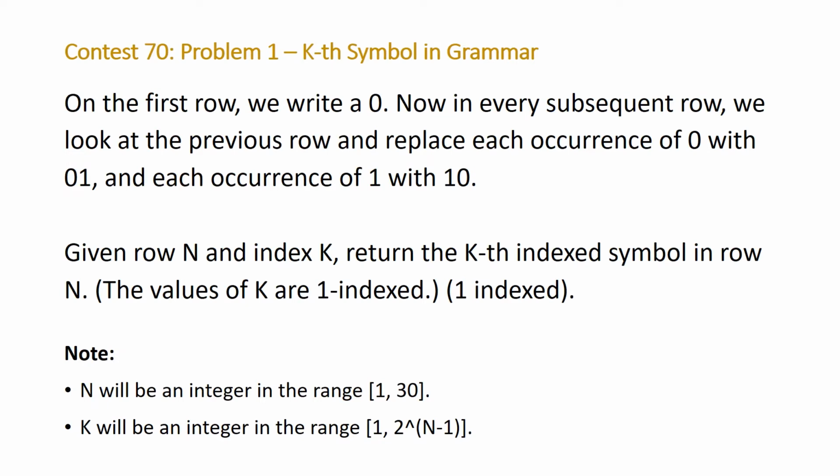Now in every subsequent row, we look at the previous row and replace each occurrence of a 0 with 0, 1, and each occurrence of 1 with 1, 0. Given the row n and an index k, return the kth indexed symbol in row n. And note that the values of k are one indexed, so at some point we'll have to do a post-decrement or pre-decrement.